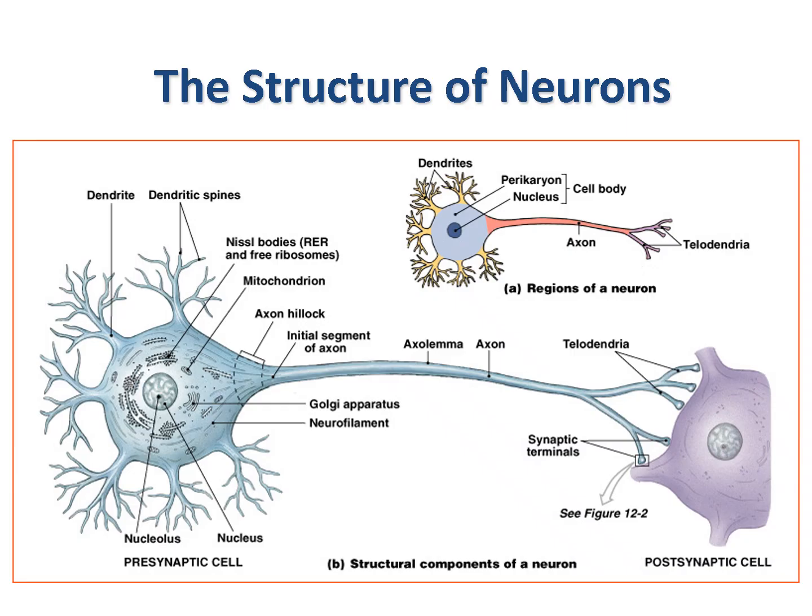Axoplasm, cytoplasm of an axon; axolemma, plasmalemma; axon hillock, a small raised area between the cell body and the beginning of an axon; initial segment, located just beyond the axon hillock. It is the region of the neuron that generates the action potential.